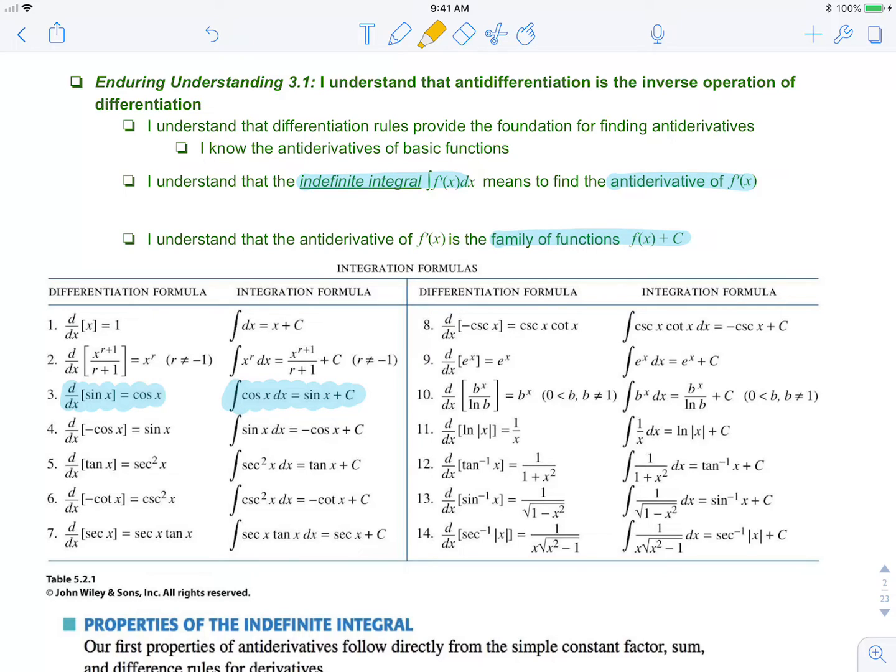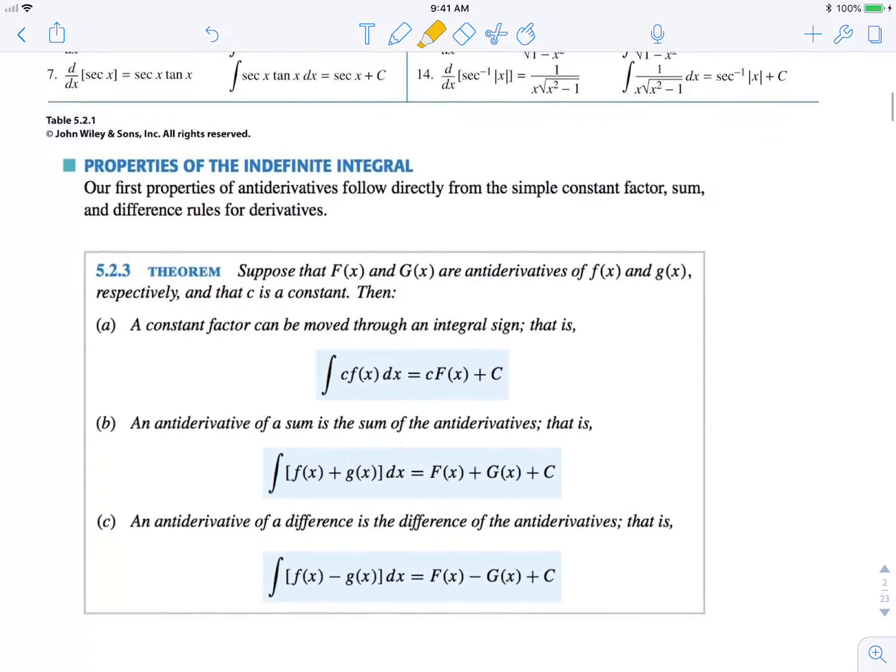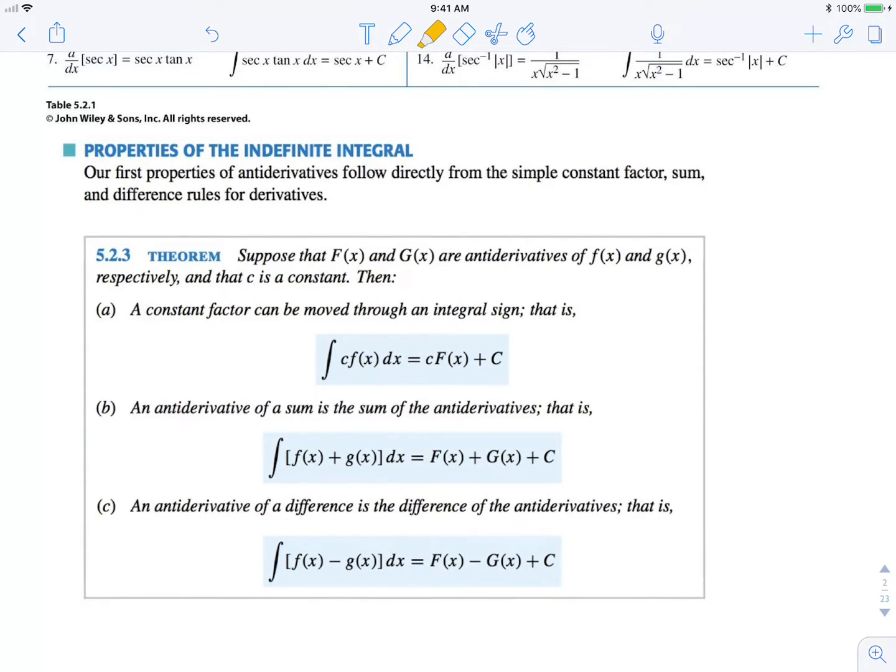The one rule, honestly, where you have to do a little math is the power rule for antidifferentiation, where you add 1 to your power and then divide by that power. So there are a couple properties down here. If you have a constant in front of your function you're finding the antiderivative of, then you just have the constant multiplied by that antiderivative plus c.